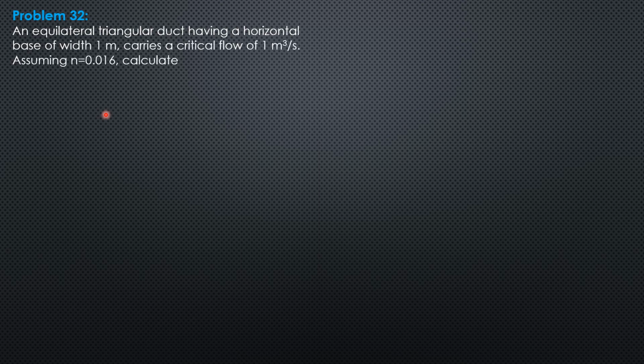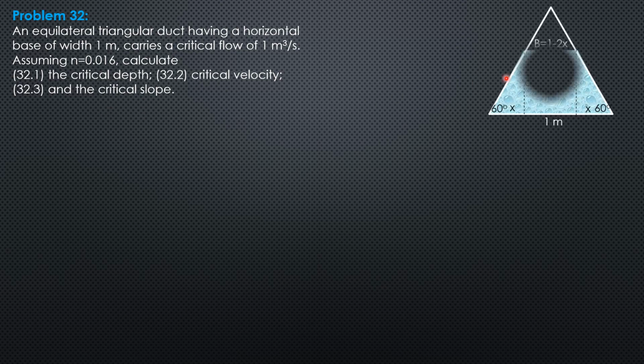Example 32. An equilateral triangular duct having a horizontal base of 1 meter carries a critical flow of 1 cubic meter per second. Assuming a roughness coefficient of 0.016, calculate the critical depth, the critical velocity, and the critical slope. So that's the cross section.